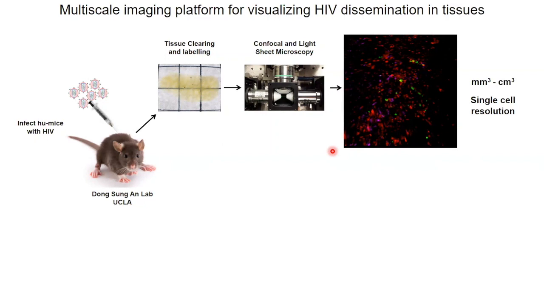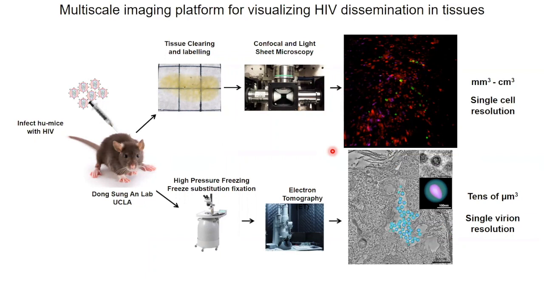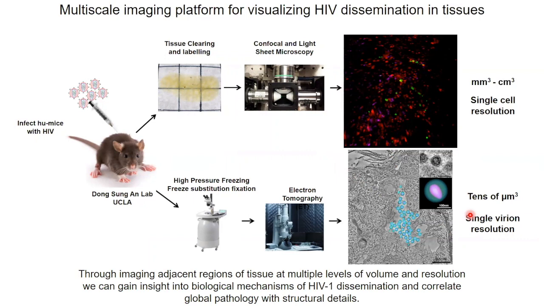In parallel, we can use higher resolution methods, combining sample preparation that uses high pressure freezing and freeze substitution fixation with electron tomography to generate images that are low volume, tens of cubic microns, but with single virus resolution. What this allows us to do is gain insight into the biological mechanisms of HIV dissemination in tissues. Really, we want to correlate what's going on globally and locally, looking at the global pathology and the structural details that are occurring.